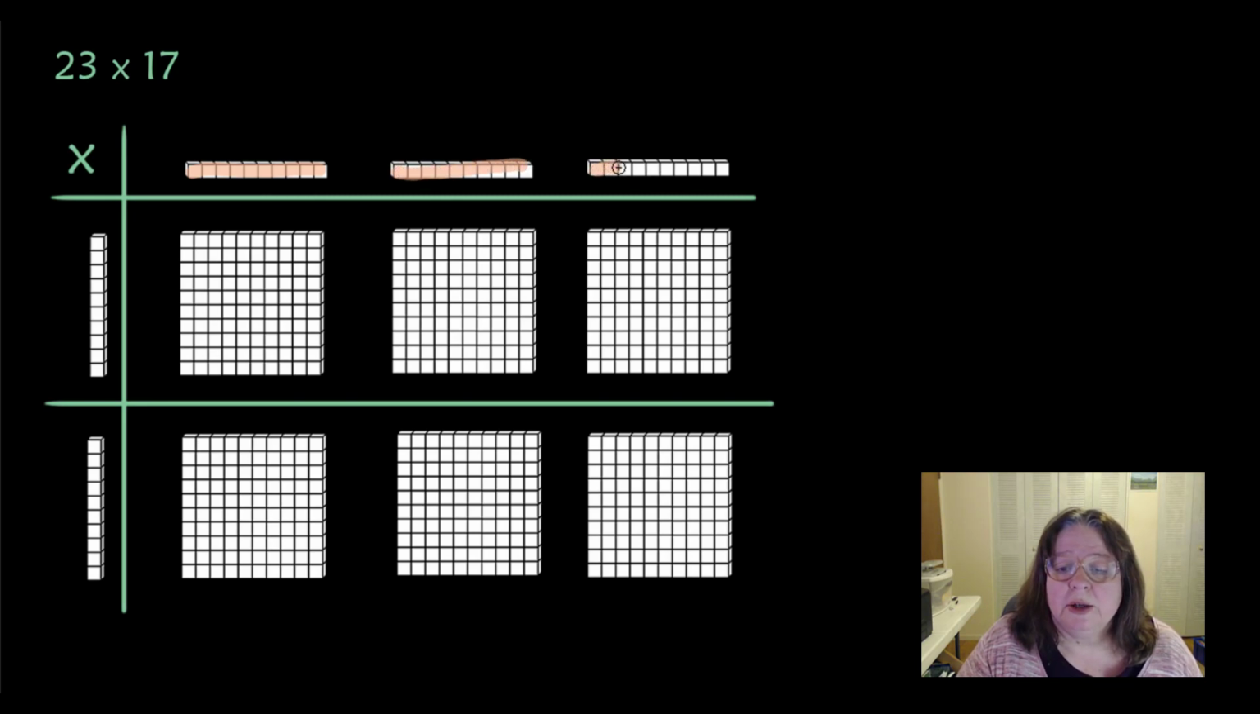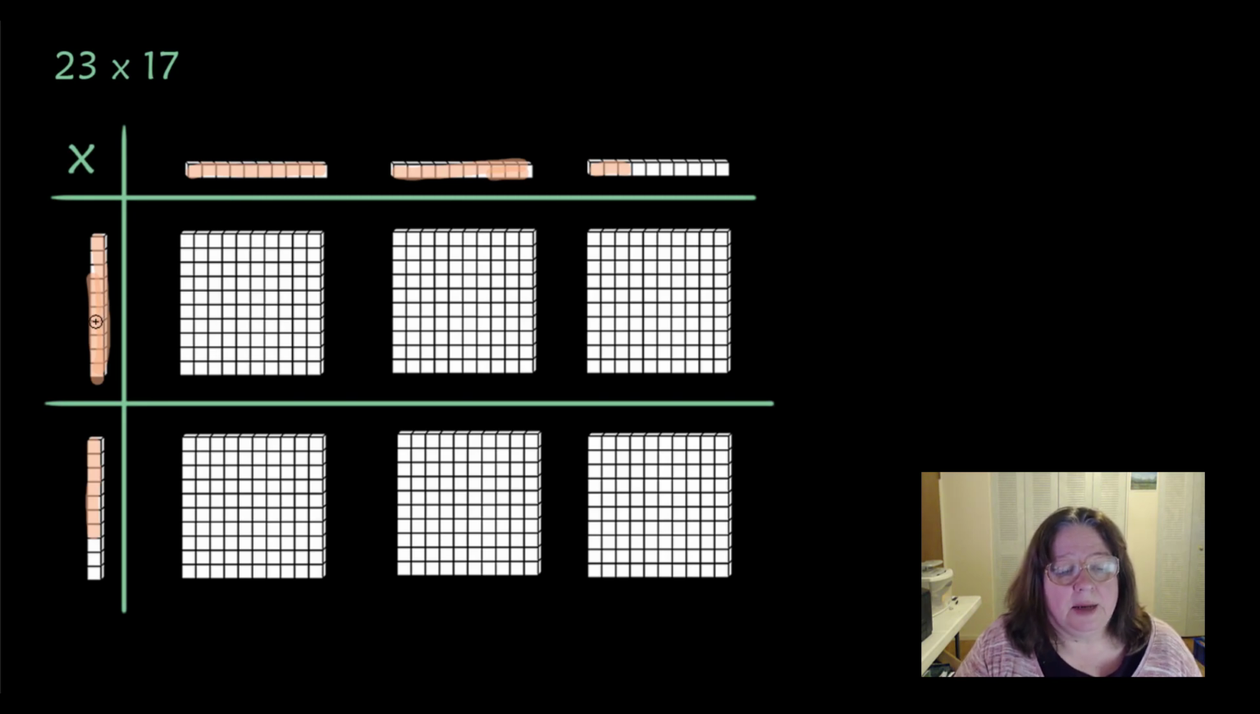So 1, 2, 3. On this side, we want to show 17. Well, we want to break it apart into 10 plus 7. So here's 10. Then here's 1, 2, 3, 4, 5, 6, 7. Okay, so we've got 10, 20, 23. We've got 17. So let's just do this step by step.